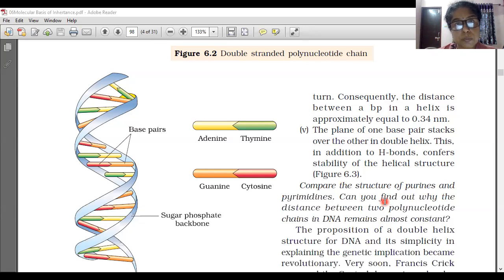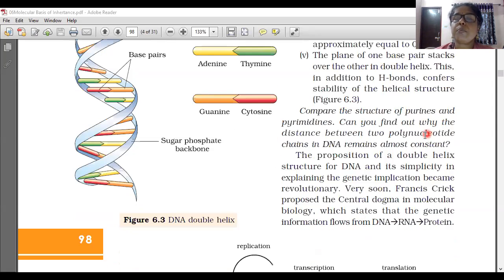Moreover, between these base pairs, two hydrogen bonds are there between adenine and thymine, and three bonds are there between cytosine and guanine. The proposition of a double helix structure for DNA and the simplicity in explaining the genetic implication became revolutionary. Very soon, Francis Crick proposed the central dogma in molecular biology.